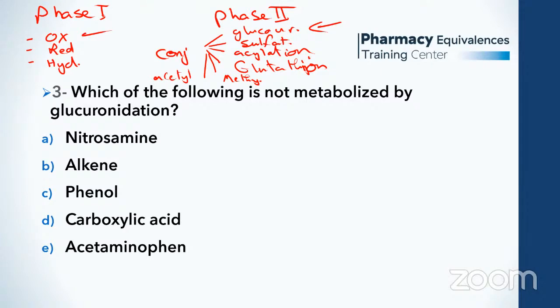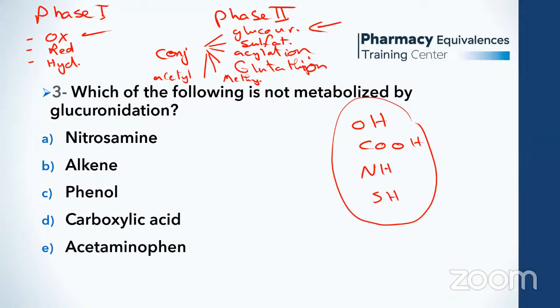So the glucuronic acid is added to the main pharmacophore of the drug. It will be added to an OH group, carboxylic acid group, amino group, or sulfur group. While if the drug has none of those groups, the glucuronidation will not happen. Here he asked which of the following is not metabolized by glucuronidation.